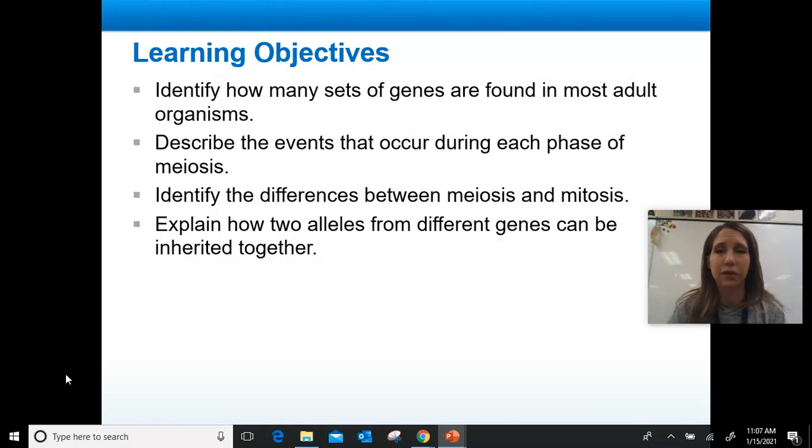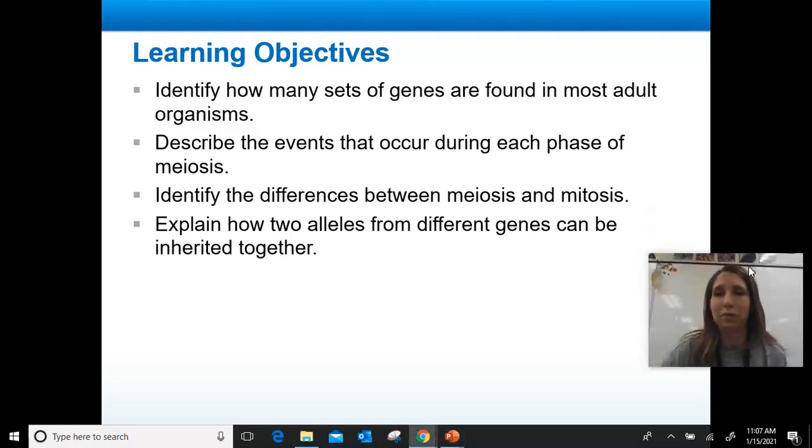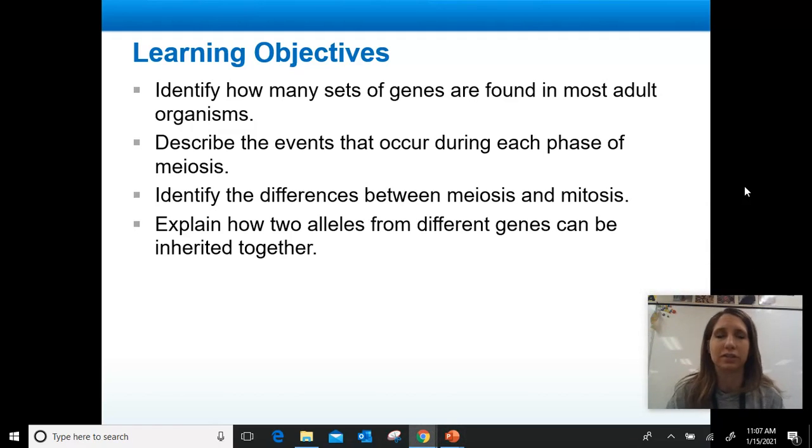And in this first section, section 12.4, but actually the first section that we're going to talk about in chapter 12, we've got 4 objectives. So we're going to look at genes and how they relate to chromosomes and how many we find in adult organisms. We're going to look at the stages of meiosis, which are going to very closely resemble what we did in chapter 11 with mitosis. And we're going to look at differences and similarities between those two processes, and then also how we can inherit 2 alleles together that are coming from different genes.